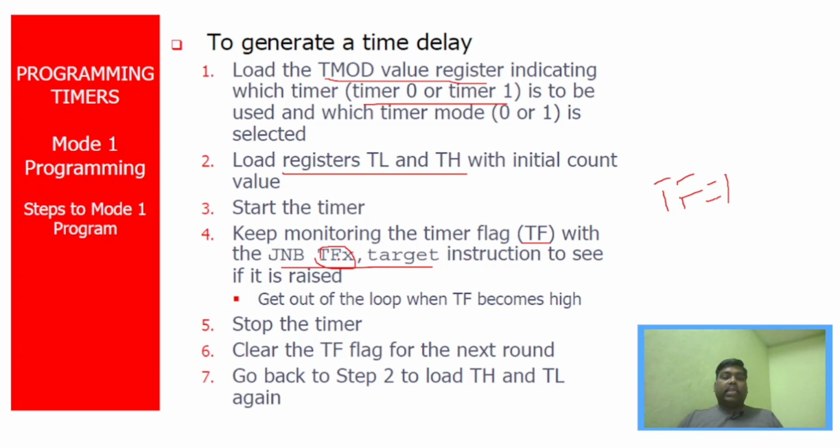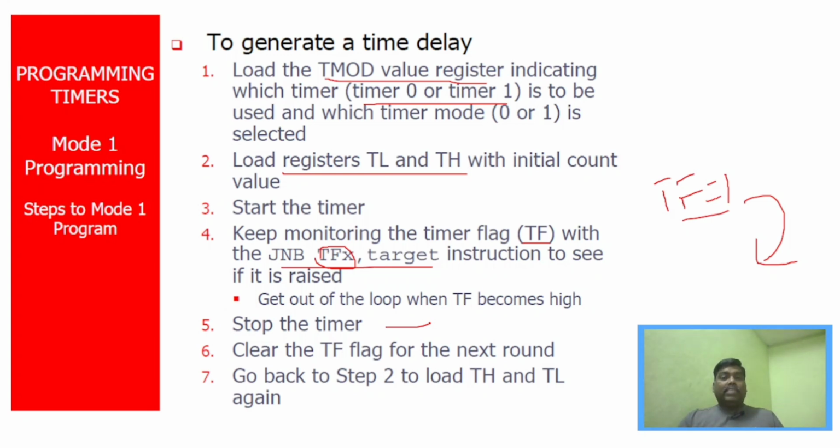If this bit is not set, then it will loop on the same instruction. So until TF0 is 1, it will keep looping in the same instruction, again and again, and once this bit is set, it will come out of that loop and stop the timer. Then for the next round, we have to clear TF0 again, load TH and TL again, and the same operation repeats. This is what we have seen.